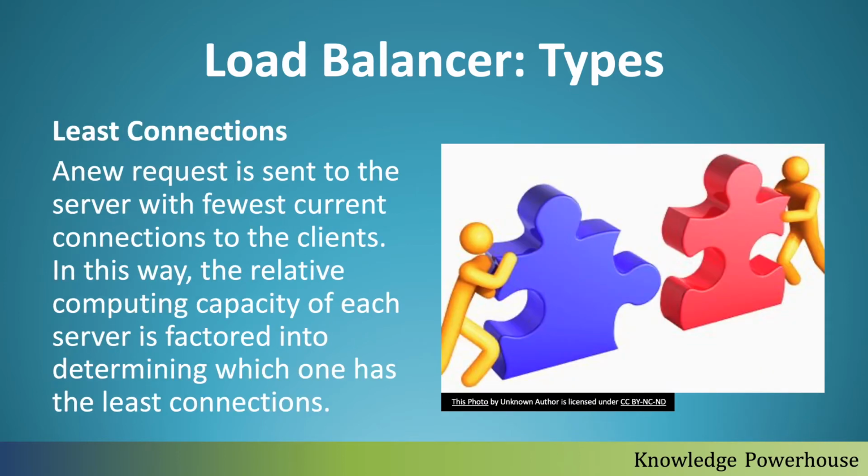Another load balancer type is least connections. Here, a new request is sent to the server that has the fewest current connections to clients. In this way, the relative computing capacity of each server is factored into determining which one has the least connections. So if some server is less loaded, the request will be sent to that server. As we saw in round robin, we are not looking at the current load, but now we are looking at the load or the compute capacity left with the server to determine which server has to get the new request.